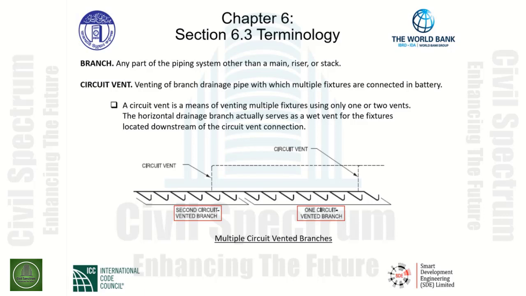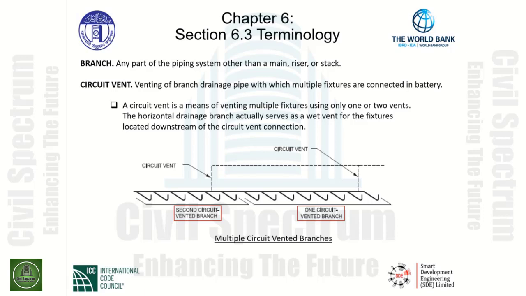The dark solid line indicates the wet portion of drainage into the horizontal branch. This is an application where we have multiple water closets, a battery of water closets that may be connected to a horizontal drainage system. From the last water closet on the far right-hand side to the next water closet, you can see our circuit vent rises vertically between those two connections.